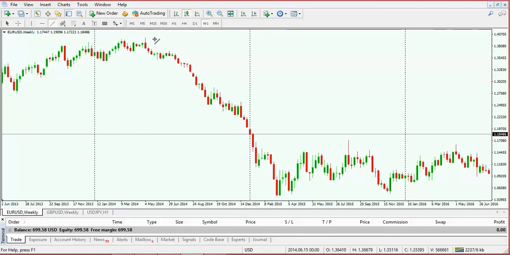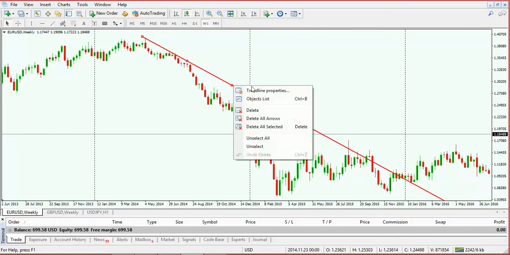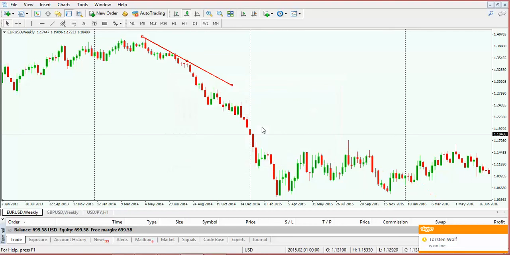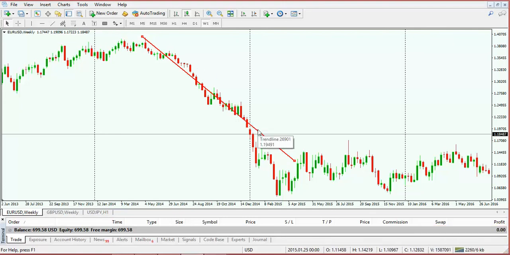You can see that we were dropping, coming down. So you see, we're coming down. So the sentiment is bearish. That is the sentiment, or the tone of the market.